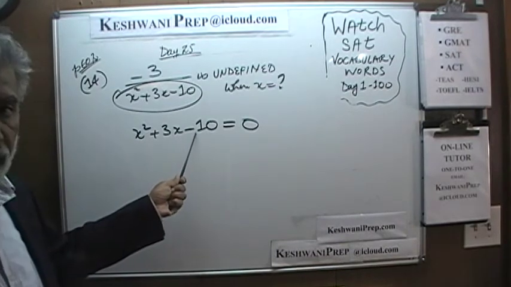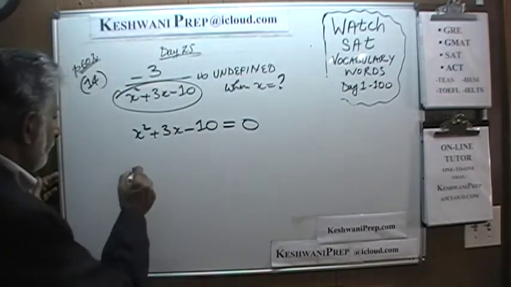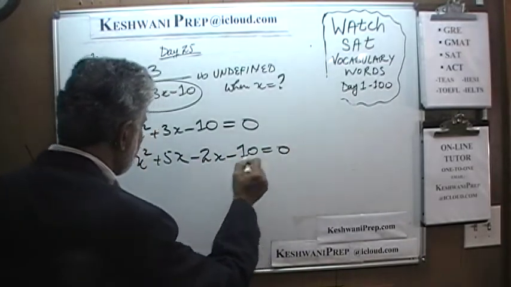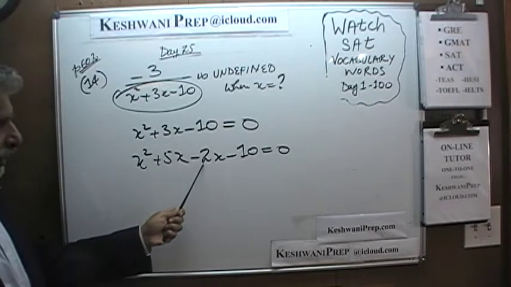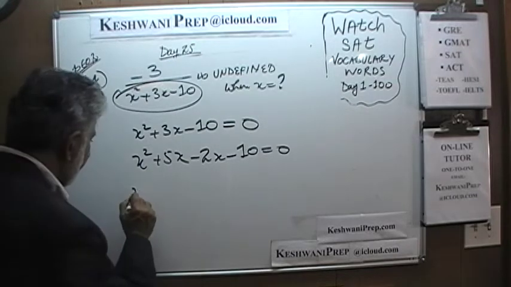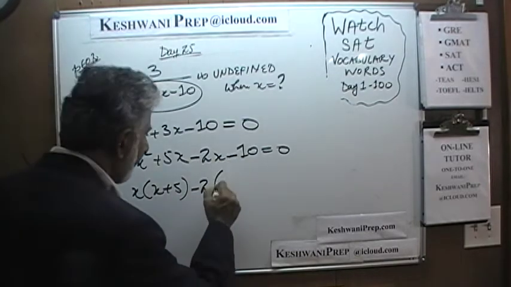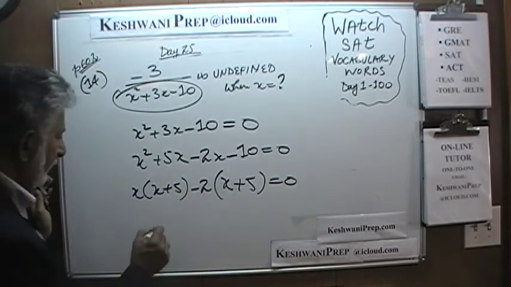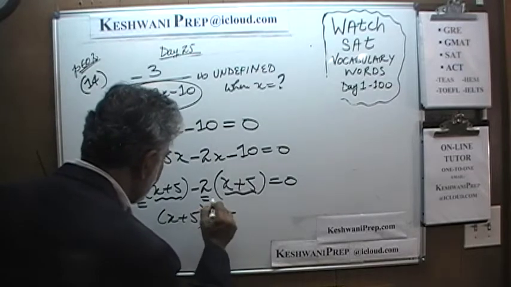So we're looking for two numbers whose product has to be negative 10 and whose sum has to be positive 3. It's very simple. The two numbers are going to be positive 5 and negative 2. Positive 5x and negative 2x will give us a positive 3x, and positive 5x times negative 2x will give us negative 10x squared. Let's take out x common from these two terms. And here we have negative 2 and negative 10. Let's take out negative 2 as a common factor. That will give us x and a positive 5, because positive 5 and negative 2 will give us negative 10. And again here, x plus 5 is a common factor, and we're left with x from here and negative 2 from here.